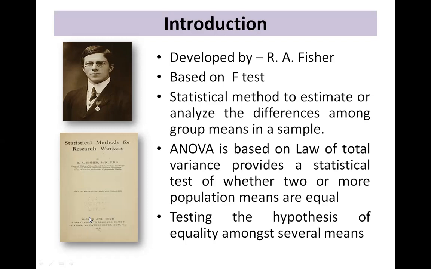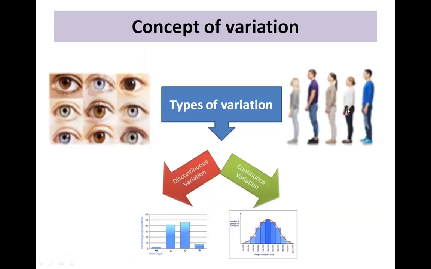So we say that ANOVA is basically based on the law of total variance, which provides a statistical test of whether two or more population means are equal. What is this law of total variance, we are going to look at in the next slide. Then, testing of the hypothesis of equality among several means. So this was the genesis of the concept of ANOVA by Fisher. Now we'll try to learn one by one.